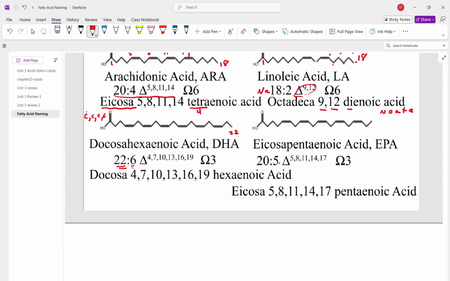So docosahexaenoic acid. Docosa 4, 7, 10, 13, 16, 19 hexaenoic acid. Kind of a mouthful. Okay, 22 carbons long, 6 double bonds at positions 4, 7, 10, 13, 16, and 19. And again, abbreviation is DHA. Normally, you won't see the name, you just see DHA, unless you look in 2-point font on the bottle. The other common one besides DHA is EPA.